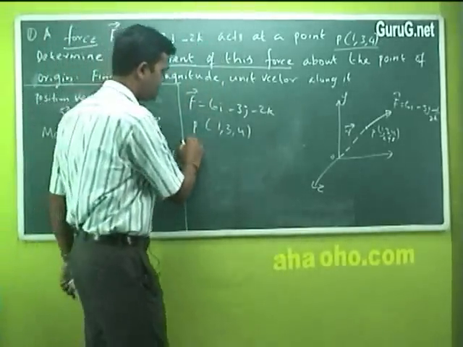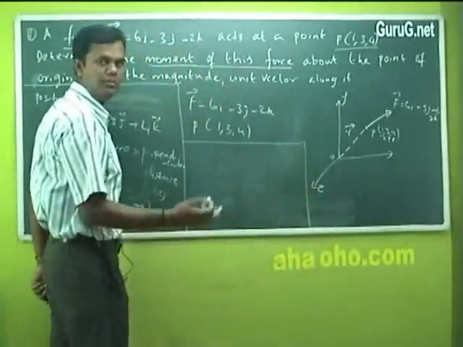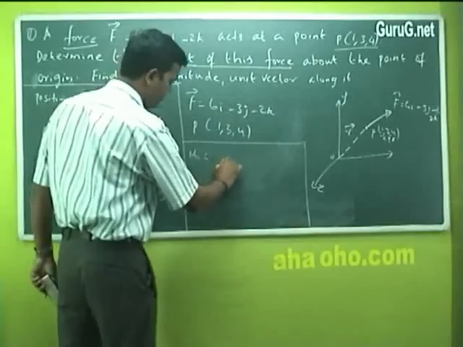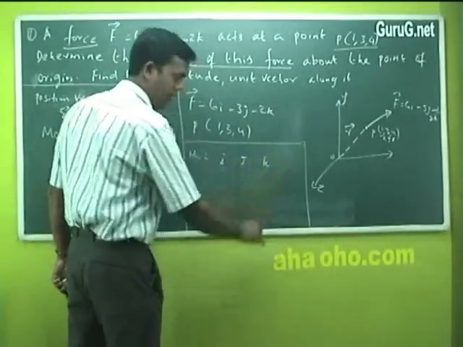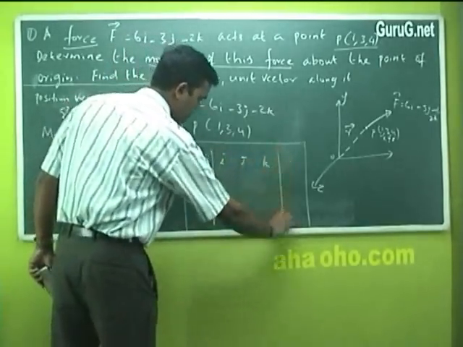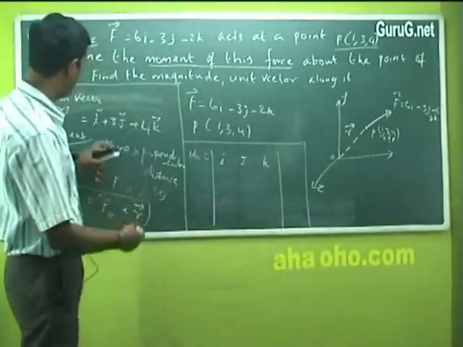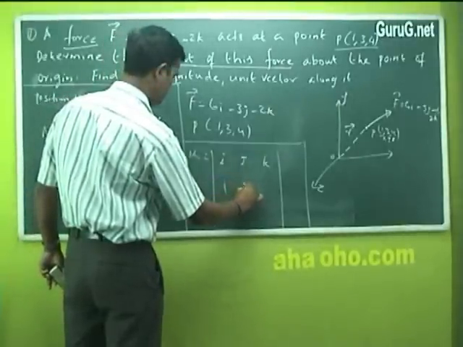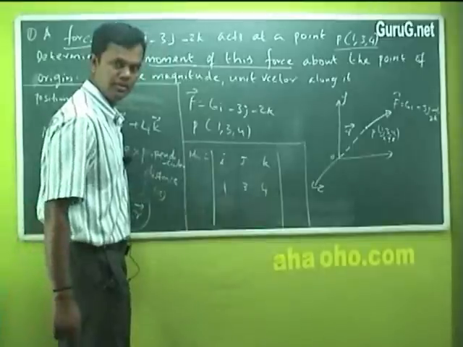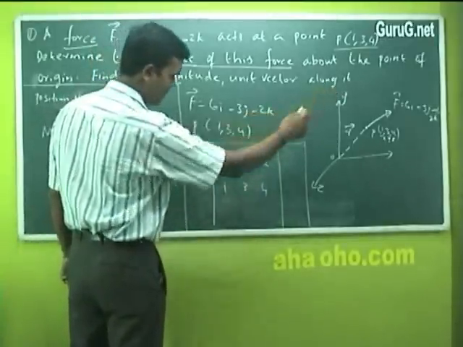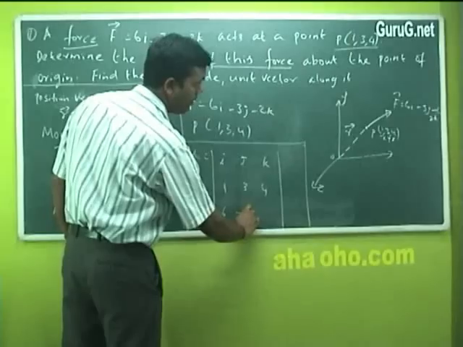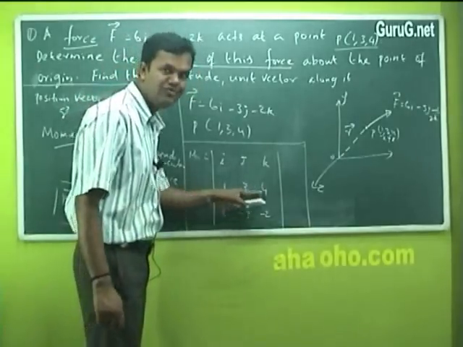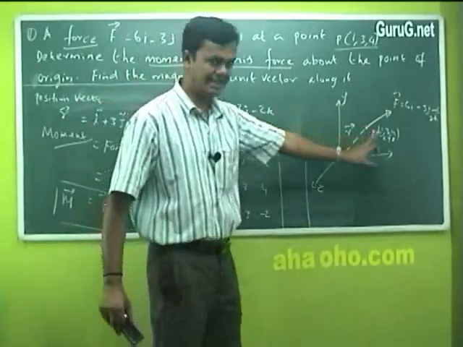What is normally a cross product? I will find the modulus. In the sense, I will go for moment. I will go for I, J and K. Then I will write the values of my position vector first. How much is this? 1, 3, 4. Is that okay? And then the last one, what do I have? Here 6, minus 3, minus 2. This is the value of 1, 3, 4 for your position vector.